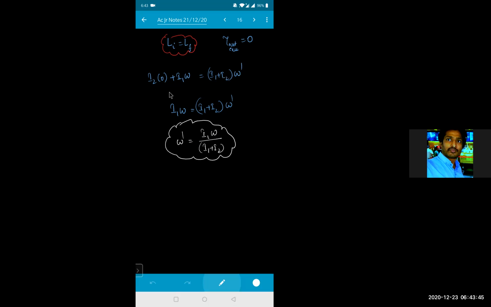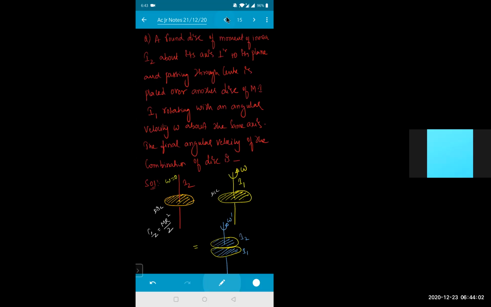So this will become I1 omega equals I1 plus I2 into omega dash. So omega dash equals I1 omega divided by I1 plus I2. This will be the final angular velocity. Is it clear?